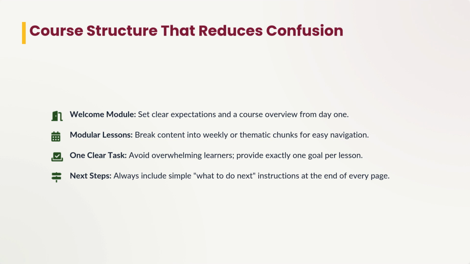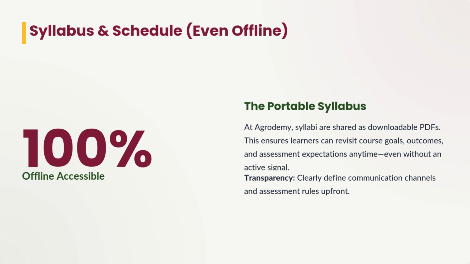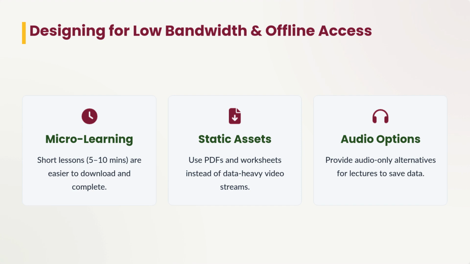At Agrodemy, we recommend a predictable structure. Start with a welcome module, a weekly or modular session, one clear task per lesson, and a simple what-to-do-next instruction. Learners should never have to guess what comes next in your courses. We always advise you as an instructor to provide a downloadable syllabus and course schedule. This allows learners to plan ahead, track progress offline, and reduce dependence on logging into the LMS frequently. Structure builds trust, and trust keeps learners moving forward.